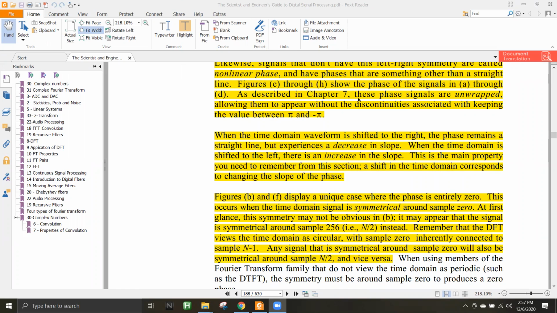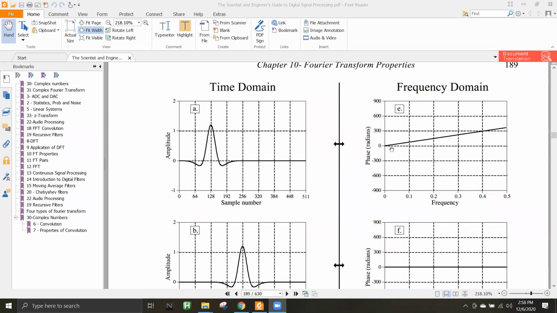And as described in chapter 7, as I have said, the phase signals are unwrapped. Okay, so you might be thinking, how are we getting the phase to be a single straight line? So this is actually the unwrapped version that we talked about in the last part of chapter 7. Remember that in chapter 7, something like this was discussed, that we can have phases from pi to minus pi.